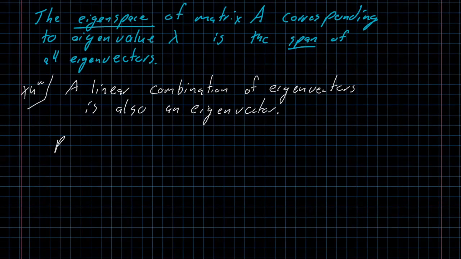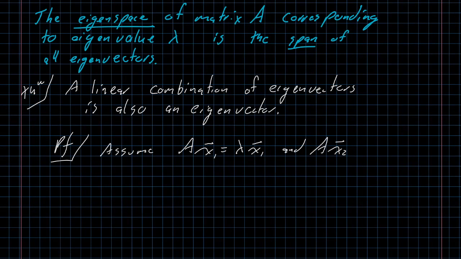And that makes sense. The proof here isn't too bad. Let's assume that we have two eigenvectors, x1 and x2. Because they are eigenvectors, they satisfy the eigenvalue problem. Ax1 is lambda x1, Ax2 is lambda x2. Now, a matrix can have multiple different eigenvalues, but I am emphasizing here that I'm using the same eigenvalue for both of these eigenvectors.